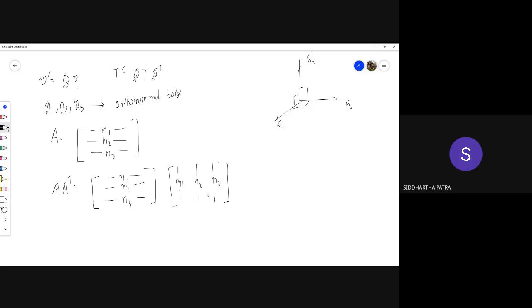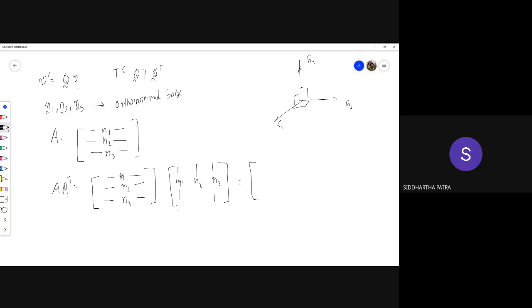Can you tell me what am I going to get? What are the components of the matrix A transpose? What is the first term? N1 dot N1, right? Yes, sir. N1 dot N1, how much is that?